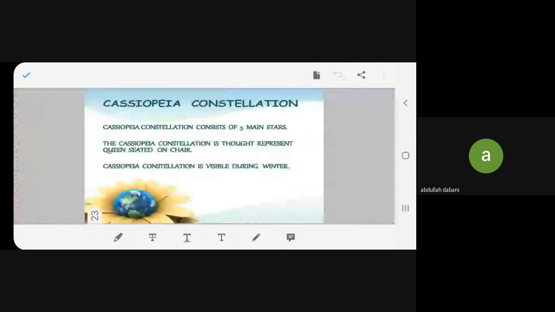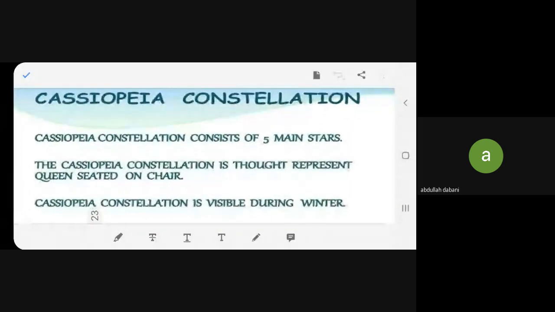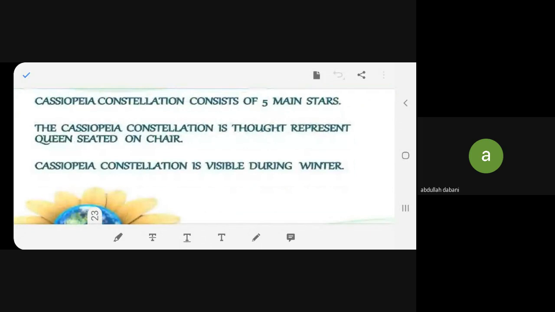Now we come to Cassiopeia. Please read. The Cassiopeia constellation consists of five main stars. The Cassiopeia constellation is thought to represent a queen seated on a chair. The Cassiopeia constellation is visible during winter.